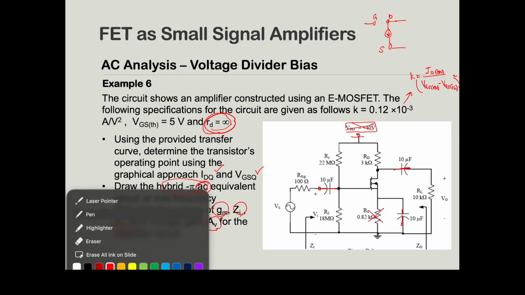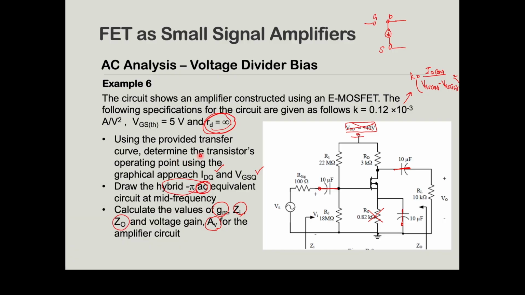Next, what does the question ask us to find? The question asks us to find the transistor Q-point using the graphical approach. So we have to draw the graphical to get the value of IDQ and VGSQ. First of all, to get the value of IDQ and VGSQ, we need to analyze this circuit as DC analysis, right? The transfer curve has been provided to you.